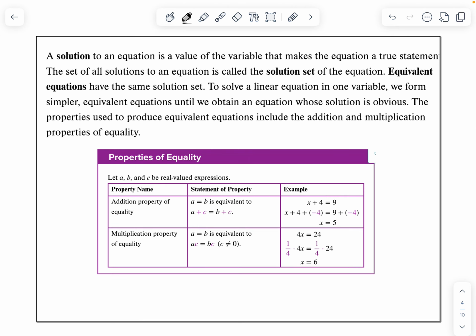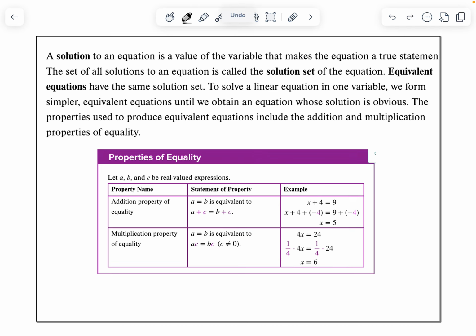A solution to an equation is just something that makes that a true statement. So in this first example, we have x plus 4 equals 9. If we look at the answer, they've already solved it for us, x equals 5. We know that's the solution because 5 plus 4 does equal 9. In the second example here, 4x equals 24. We have x equals 6 as the solution. We know that's true because 4 times 6 is equal to 24, right?